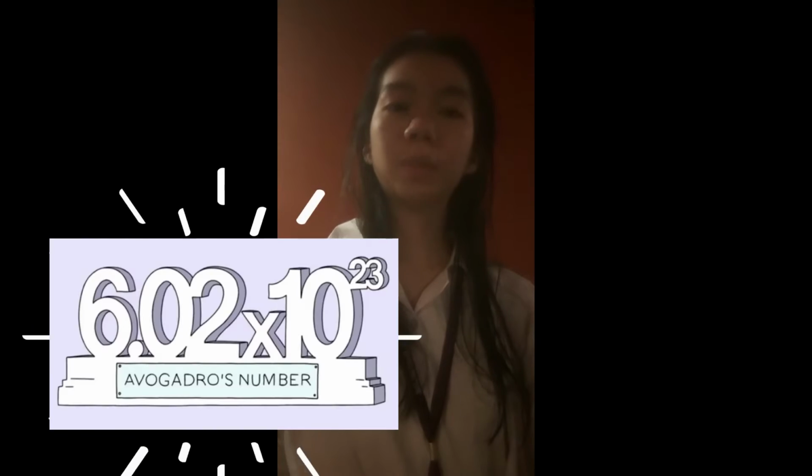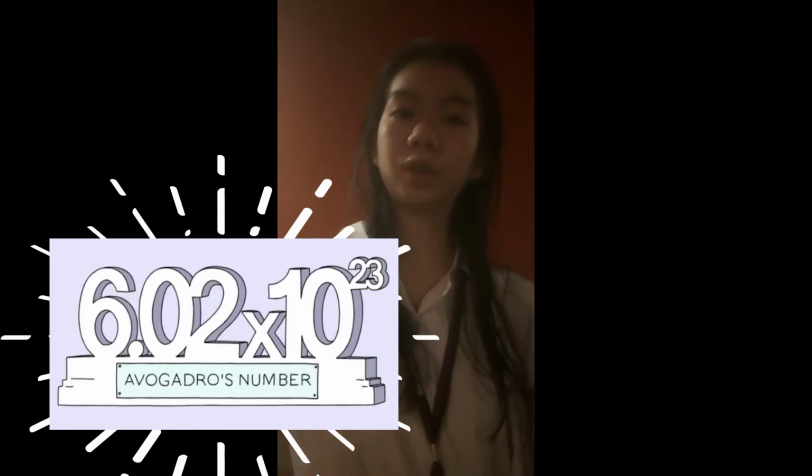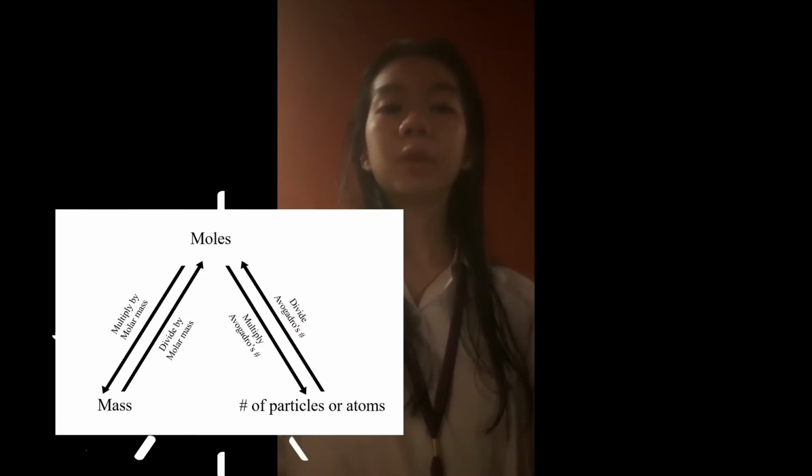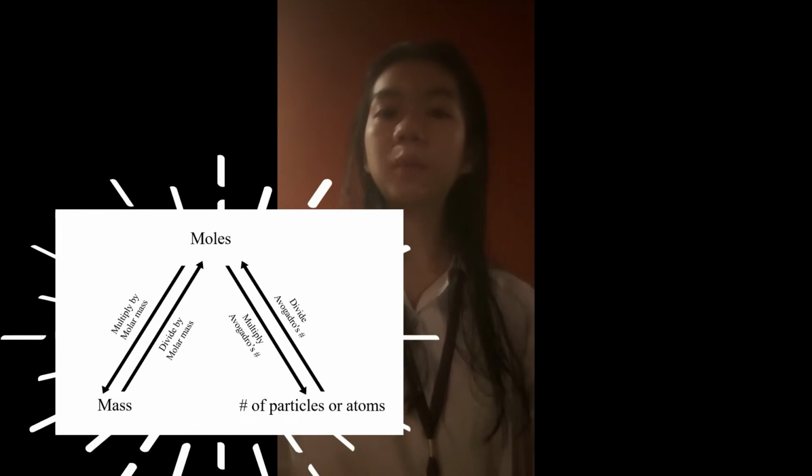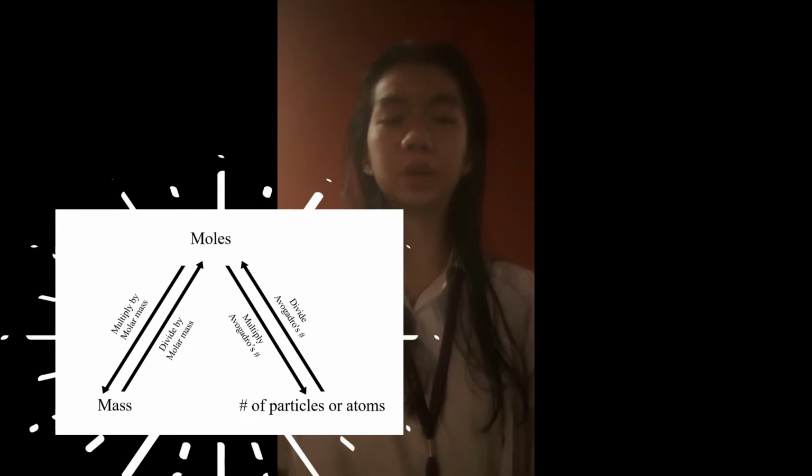The Avogadro's number is the actual number of atoms in every 12 grams of carbon-12. It has a constant value of 6.022 times 10 raised to 23. The mole concept triangle is a brief summary of the conversion methods in this portion.